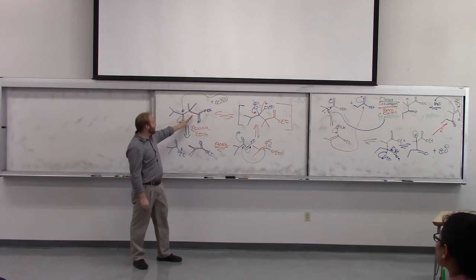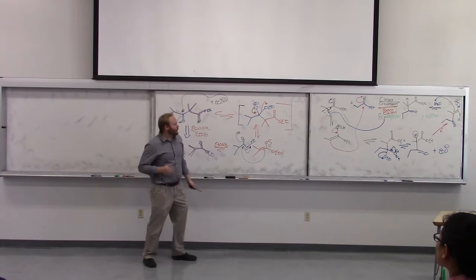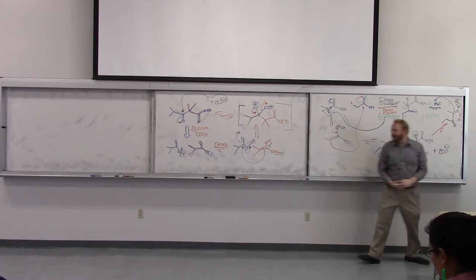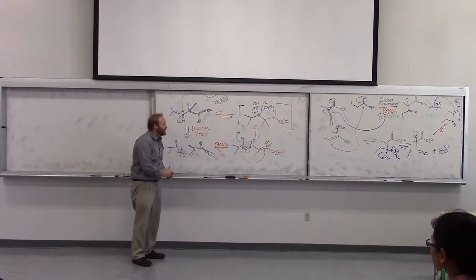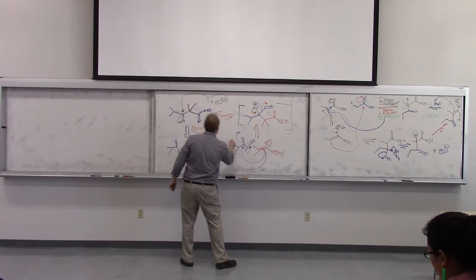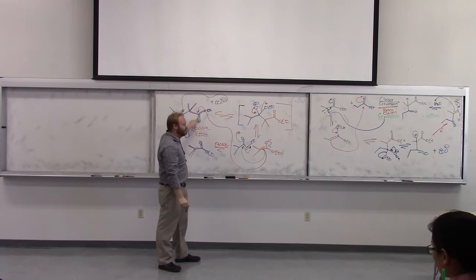And so the other issue with not being able to form this thermodynamic sink product is that the product's still going to be as reactive as an electrophile as the starting material is. So now then this itself can add into here, using this as an electrophile, giving us a Claisen product.